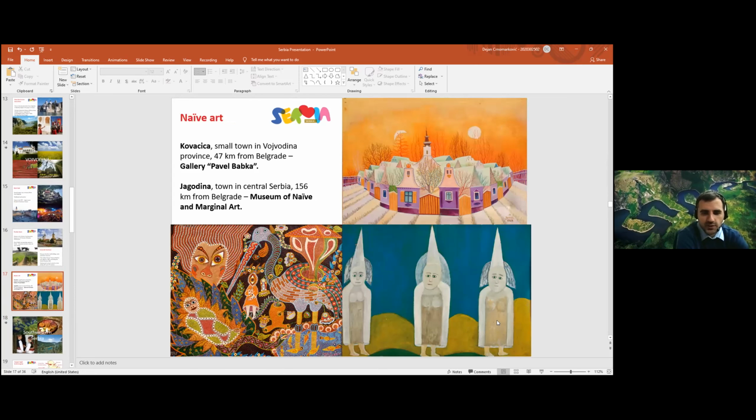Naive art, we have two distinctive little towns in Serbia called Kovačica and Jagodina, where painters are actually villagers, just regular people that want to be creative and use their talent. Kovačica is actually one of the museums which was often visited by many famous politicians and artists that came to Serbia. So I would strongly recommend it, if you ever have the chance to visit. It's an hour and a half drive from Belgrade.